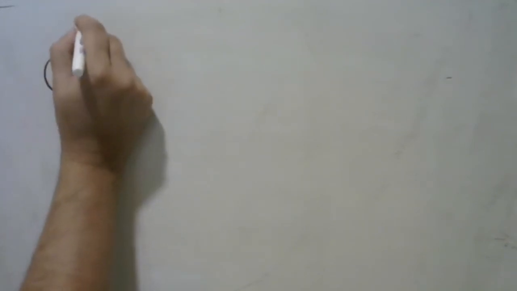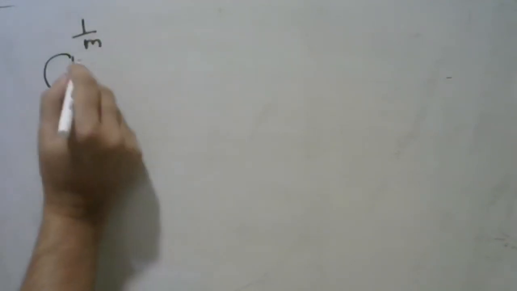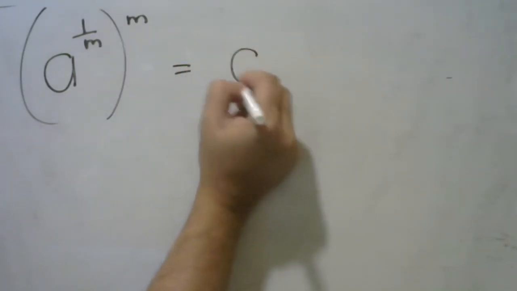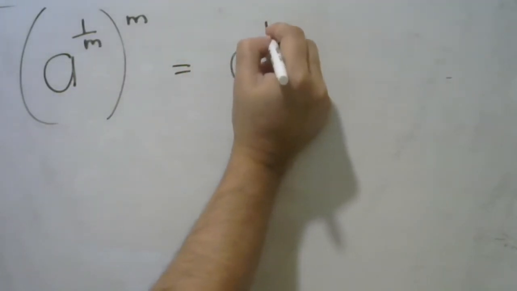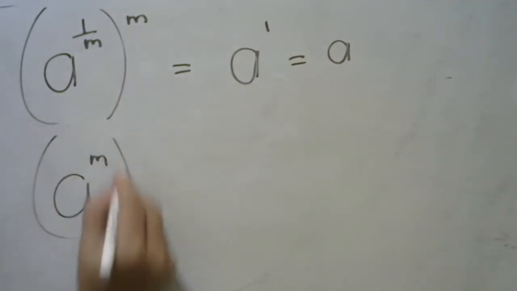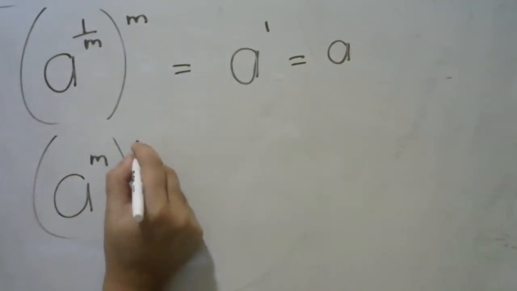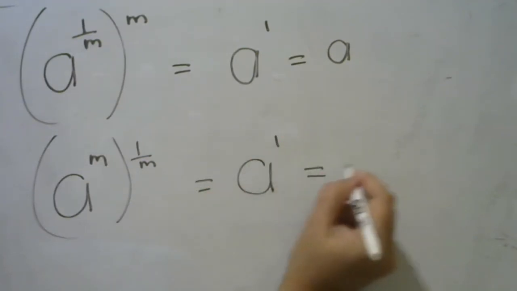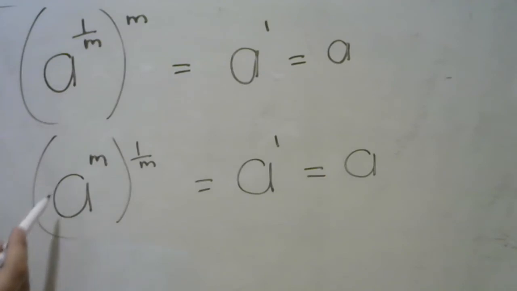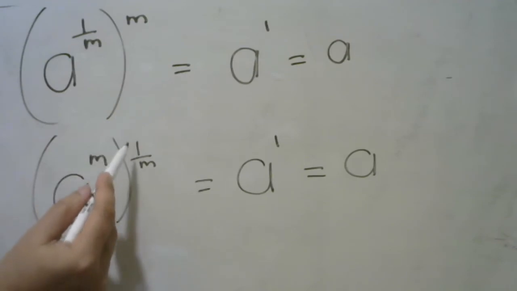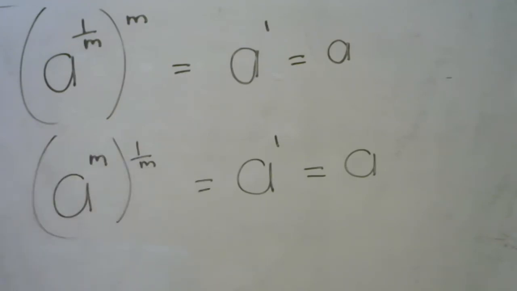Supposing you have a to the 1 upon m. To make this a, what do you do? You multiply by m. So this becomes a to the 1, which is a. Also, a to the m, if you want to make it a, you multiply by 1 upon m. And you're going to get a. So in this case, let's say you have x squared or a squared, and you want to know what is a. You have to square root because you have to multiply by 1 upon 2.